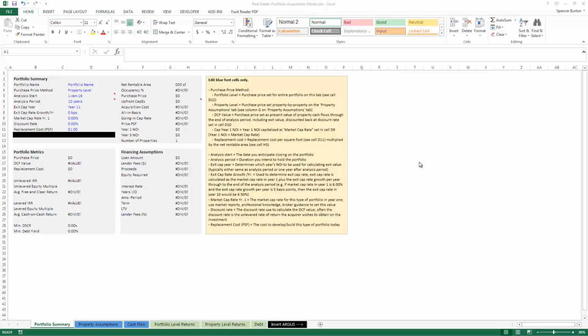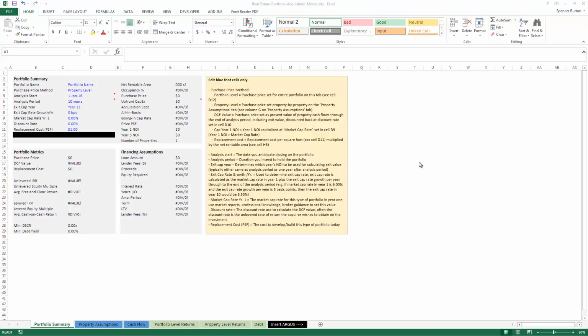I'll show you how I do that into here, and then this will roll those cash flows up and give you some portfolio level metrics. The model will also allow you to see property level returns both on an unlevered and a levered basis. It'll also allow you to see how financing affects your portfolio. So let's go ahead and get started.